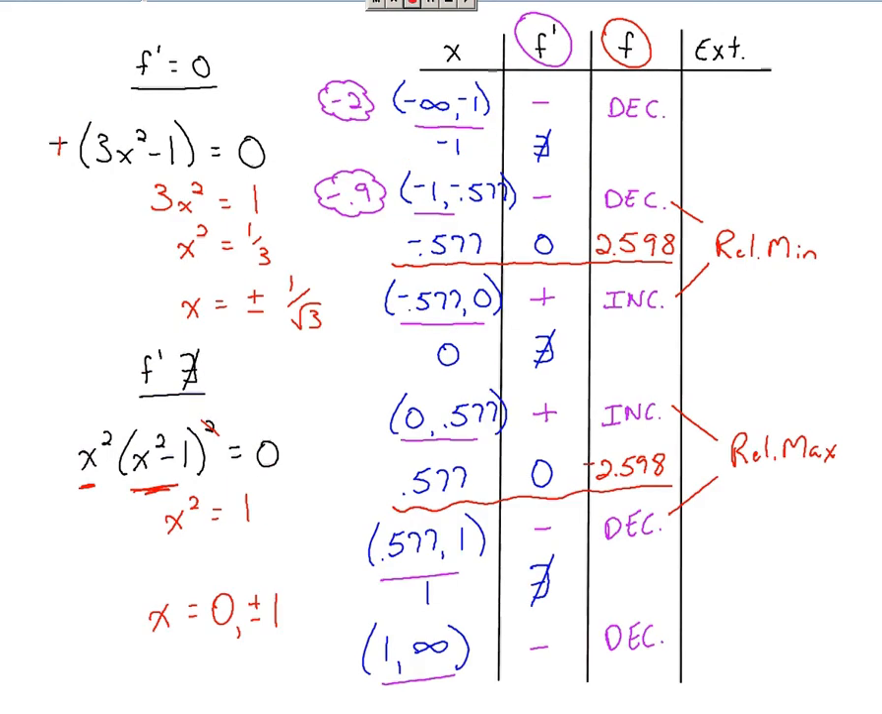If we go back to the first derivative chart, we have specific values. We have one right here, when x is negative 0.577. We've got one right here, when x is 0.577. After all this work, we have two actual points to plot here. Two points we can play with. So let's plot those points.